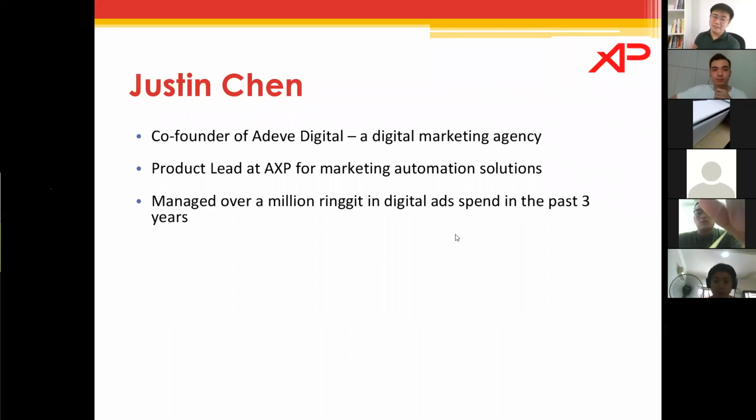This session will also be hosted by myself. I founded Adeve Digital, a digital marketing agency. I'm also the product lead at AXP for marketing automation solutions. Across my career in digital marketing, ever since I officially started, I spent over ringgit 1 million in digital ads. That's Facebook ads, Google ads, Instagram ads for my clients, together with my team. So that's a little bit about us.